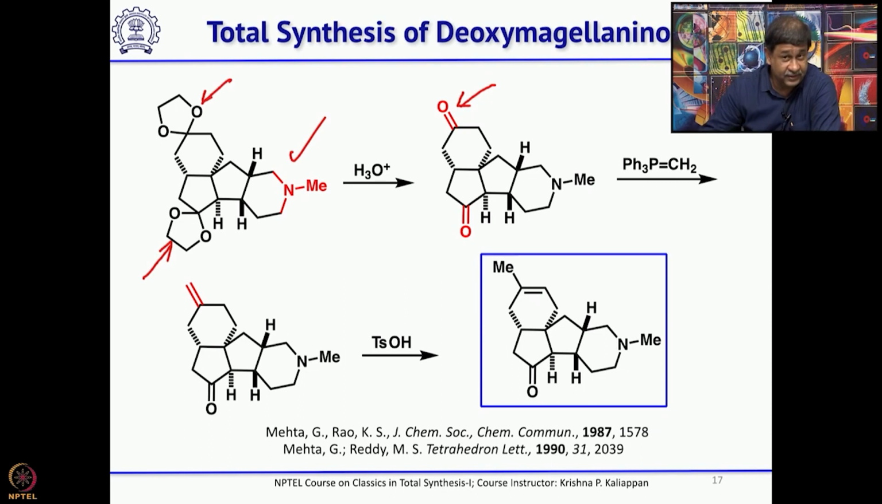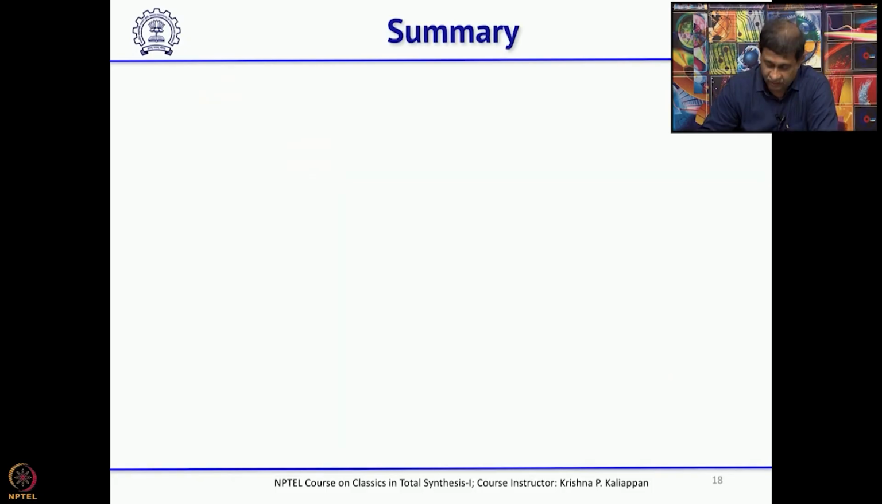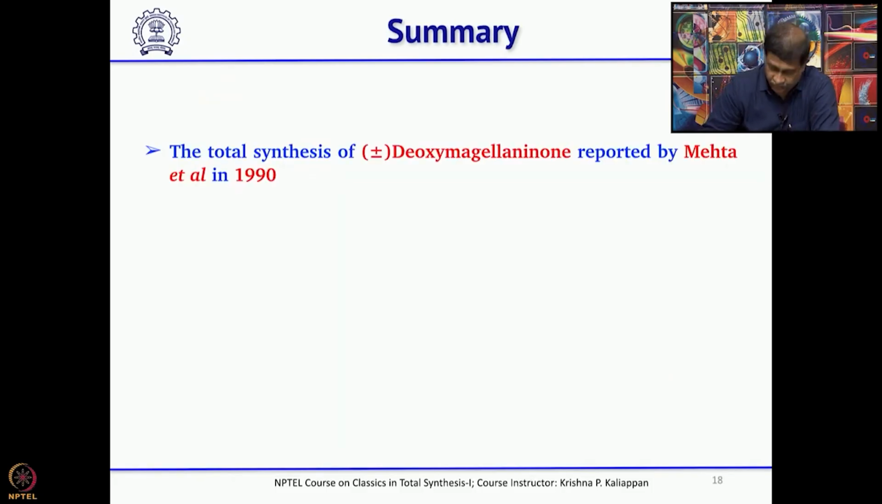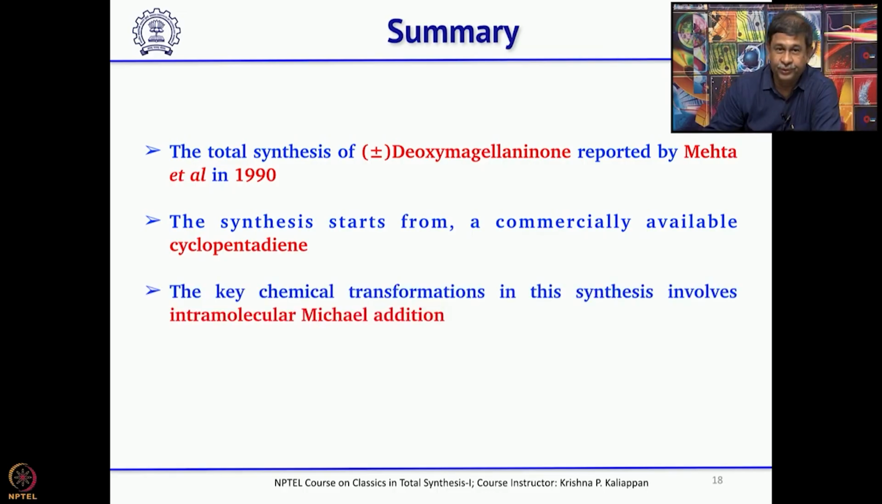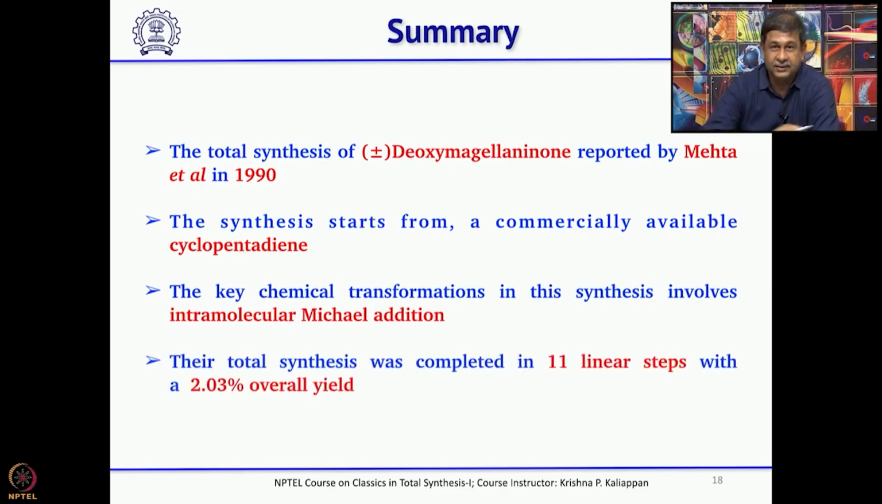So, though this is not a triquinane, if you look at the total synthesis, it went through triquinane, and though that triquinane also was obtained through a thermal metathesis which was developed by Professor Mehta's group. The synthesis was reported in 1990, and the starting material, as you know, is cyclopentadiene and benzoquinone, and the key step is also intramolecular Michael addition to get this deoxymagellanone.